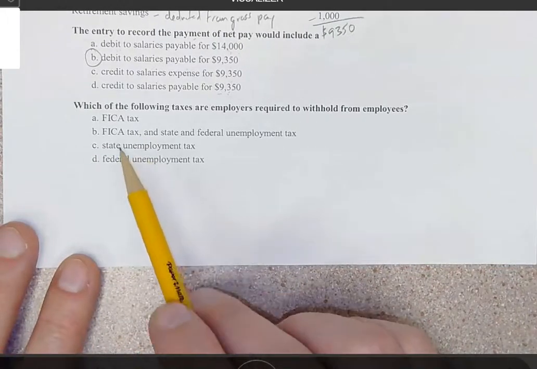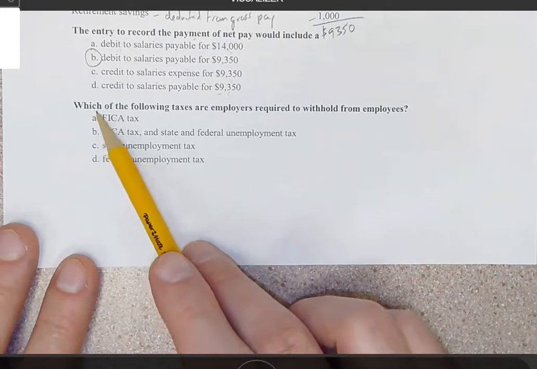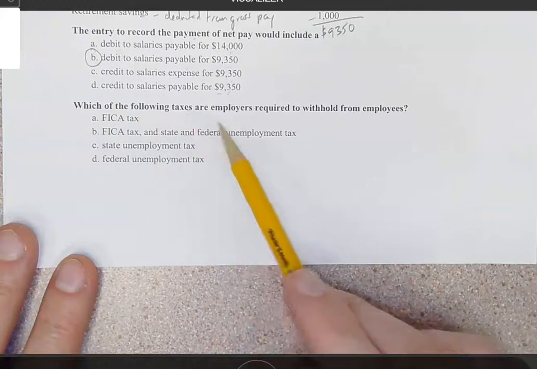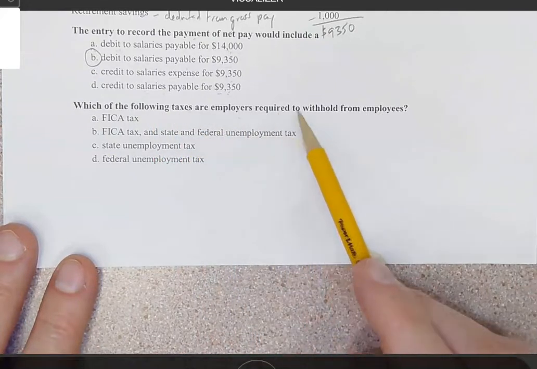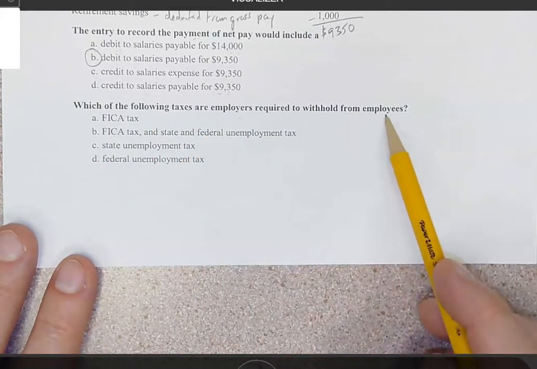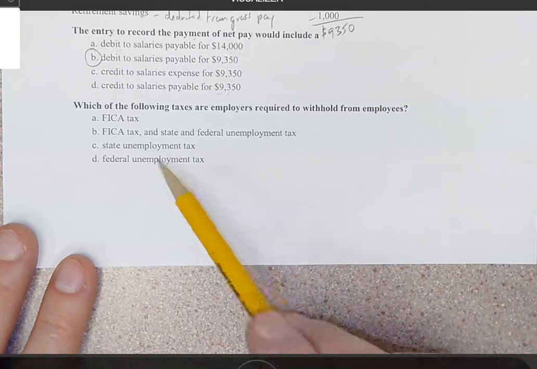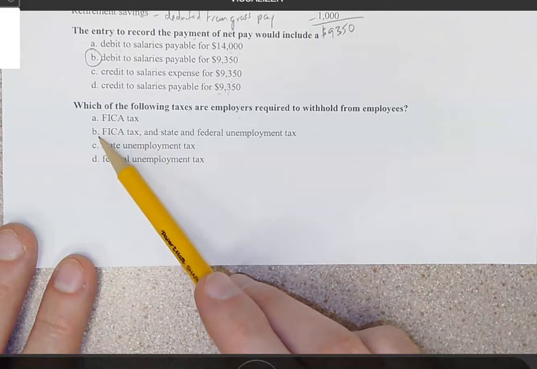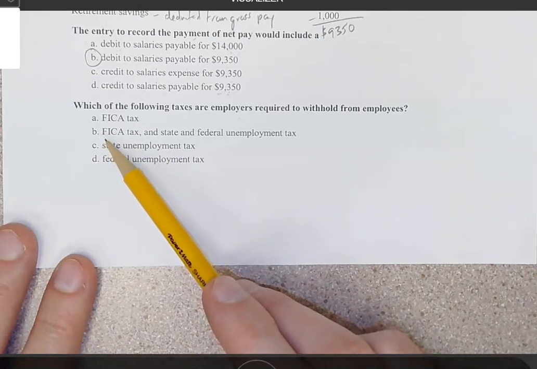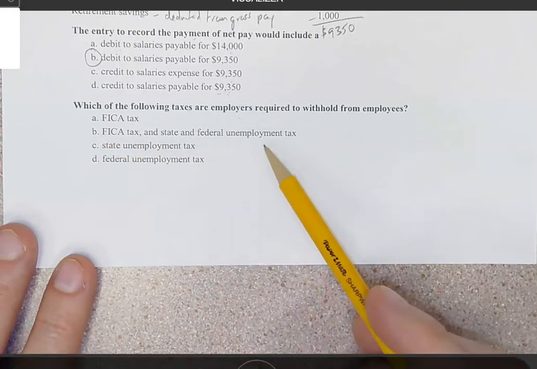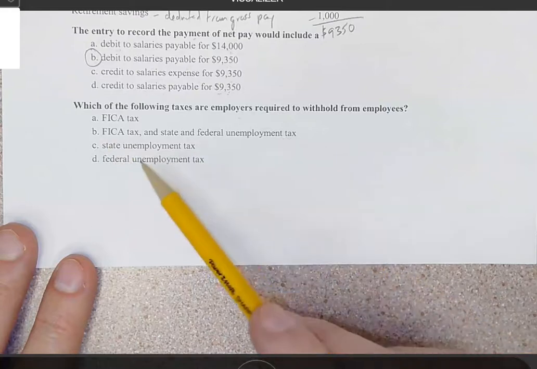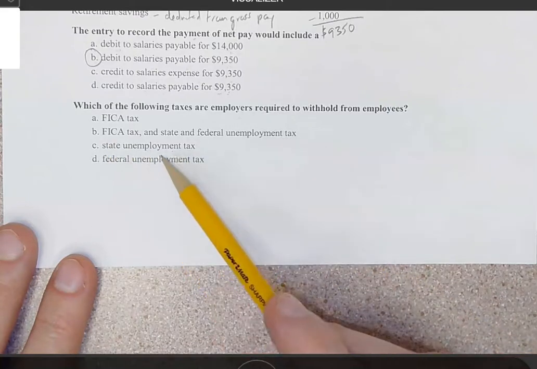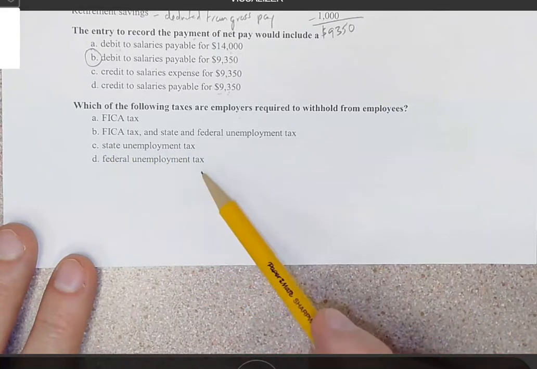It says, which of the following taxes are employers required to withhold from employees? Okay, required to withhold. We have four choices. We've got FICA tax, that's choice A. Choice B is FICA tax, as well as state and federal unemployment tax. We've got state unemployment tax and federal unemployment tax.